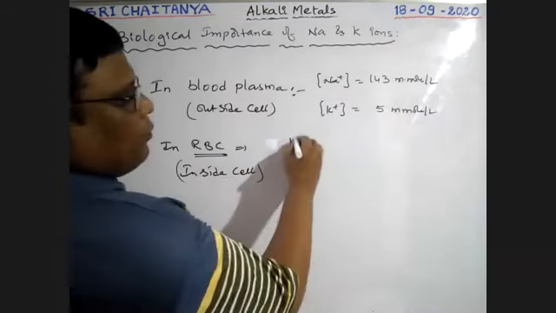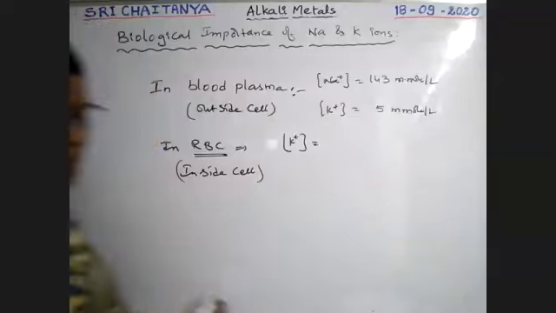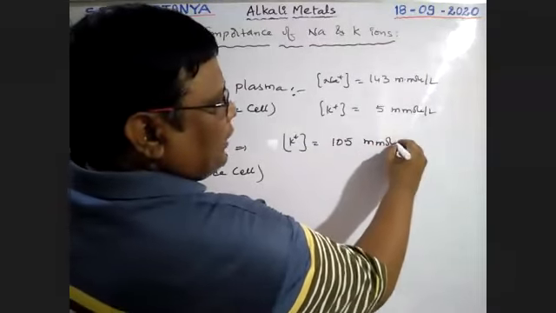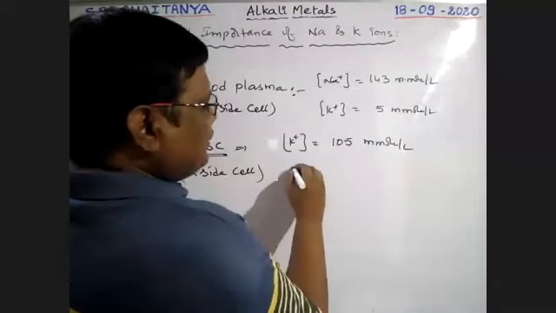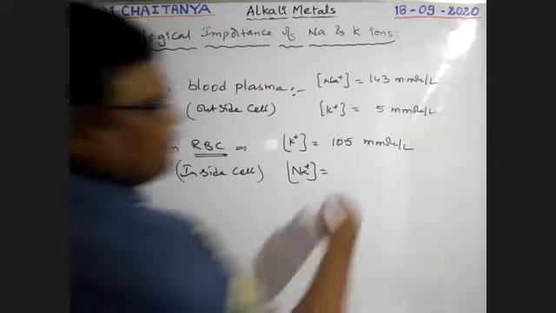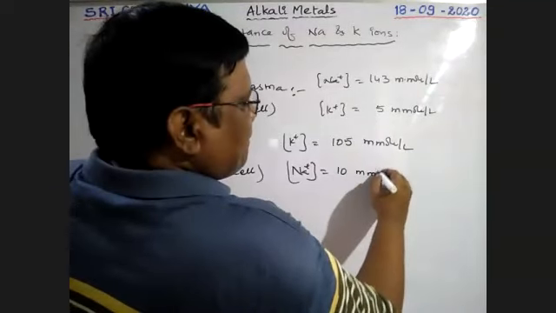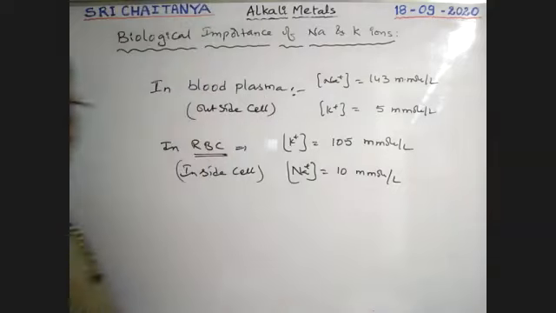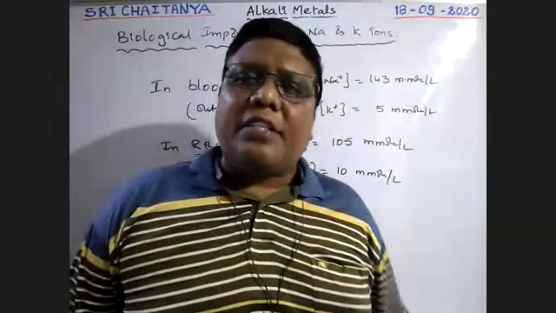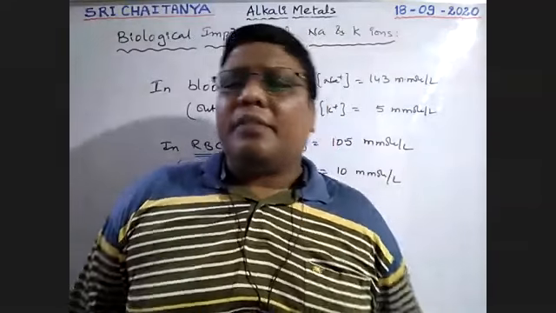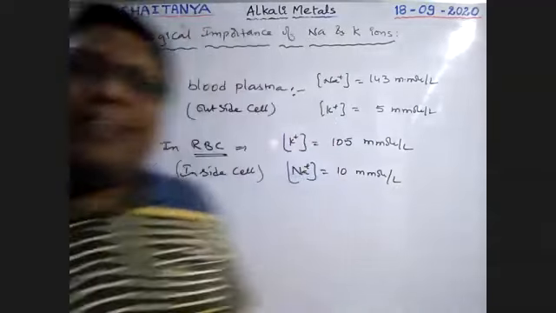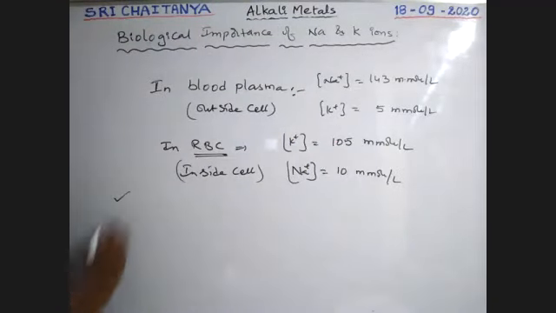That is, potassium ions are more. How much is that? 105 millimole per liter, and Na+ ions are also still there, but a little, that is 10 millimole per liter. So please keep in mind, these values are asked a number of times in your exam.